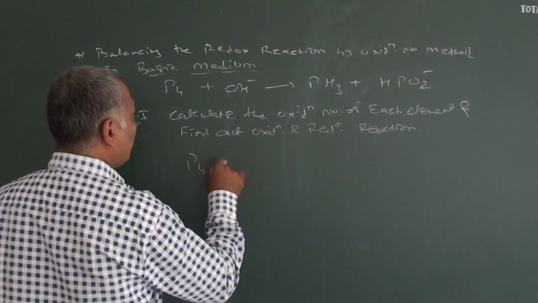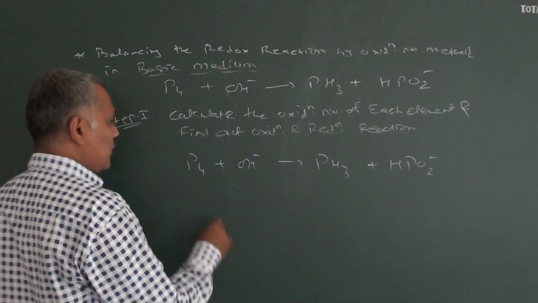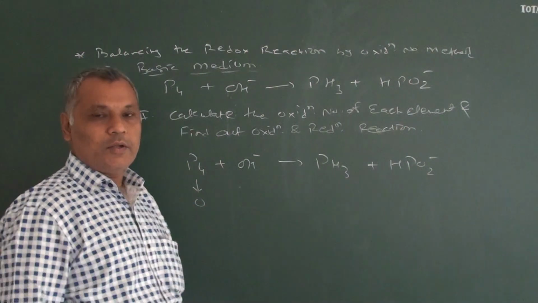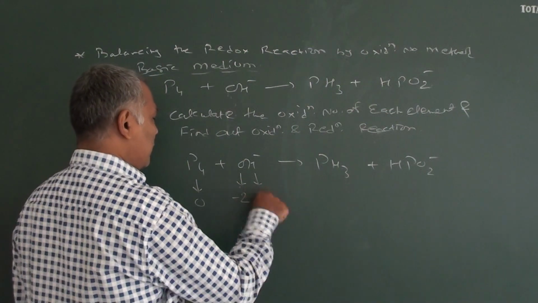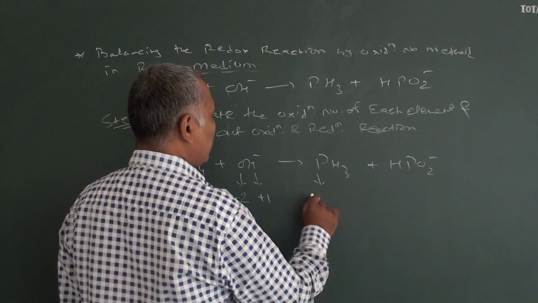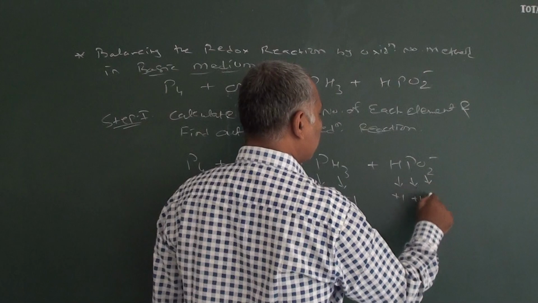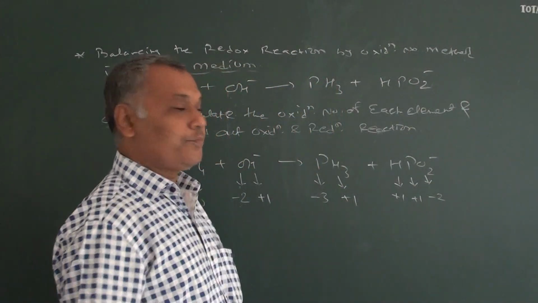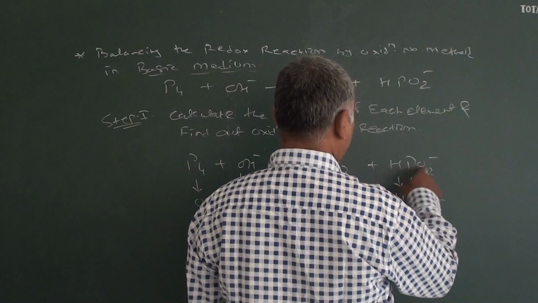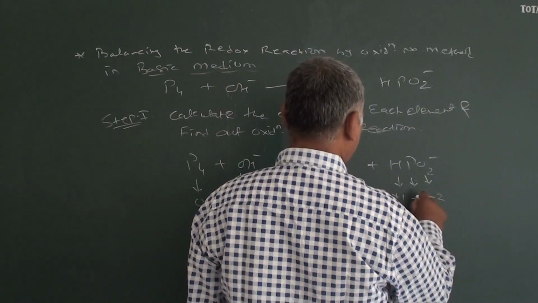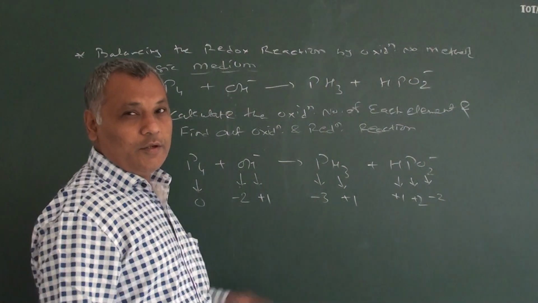That means, first of all, P4, OH minus, PH3, HPO2 minus. What is the oxidation number? P4 is an element, a molecule, so oxidation number 0. Oxygen minus 2. Hydrogen plus 1. This one you are going to get as minus 3, plus 1, plus 1. This one also plus 1 and minus 2. Right? You know how to calculate it.